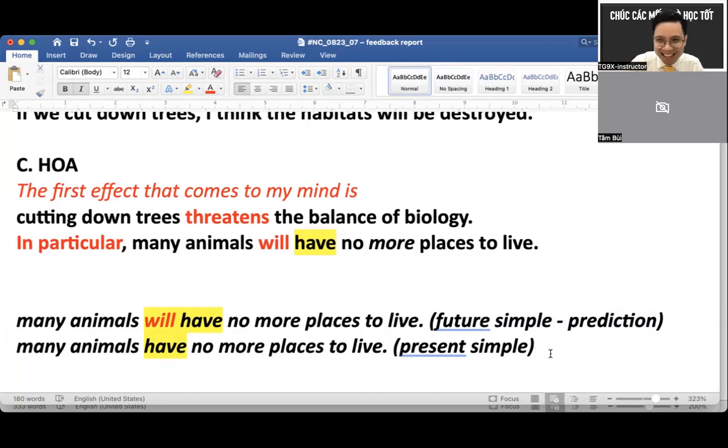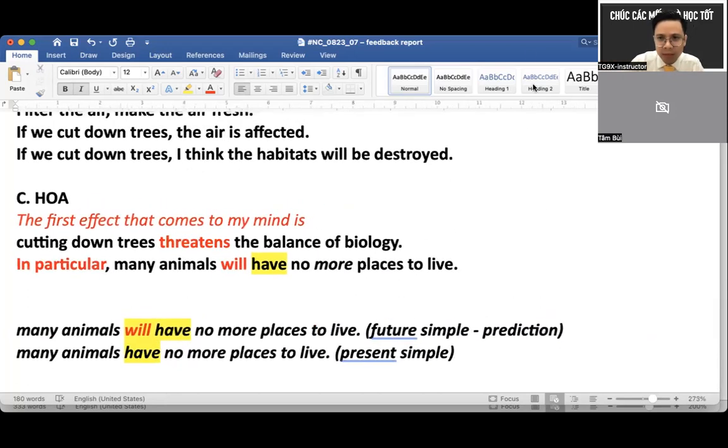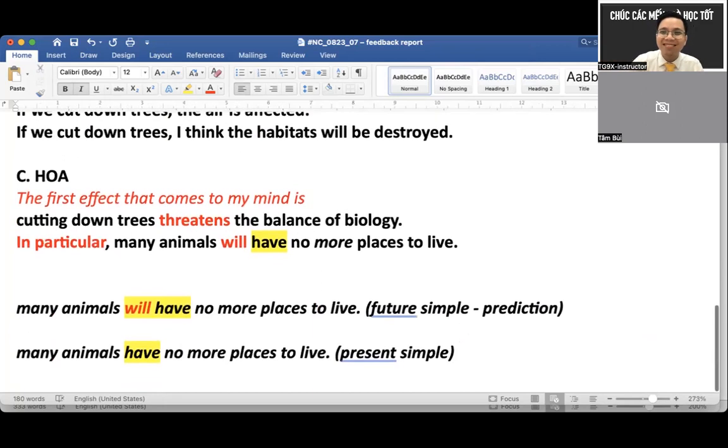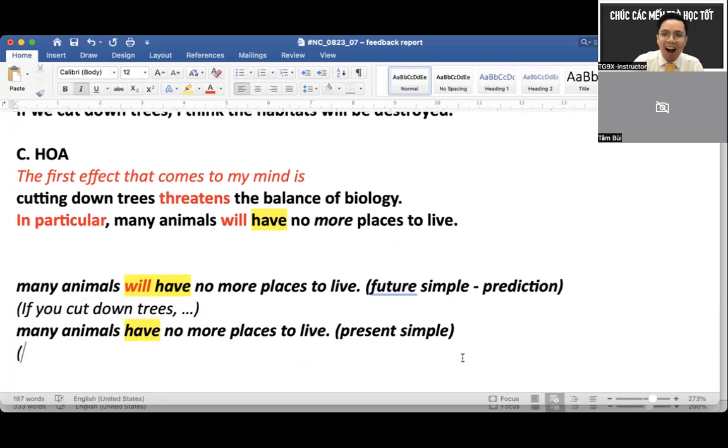I think the first sentence is the effect of cutting down trees. If you cut down trees, many animals will have no more places to live. And the second is the fact. Many animals don't have places to live.